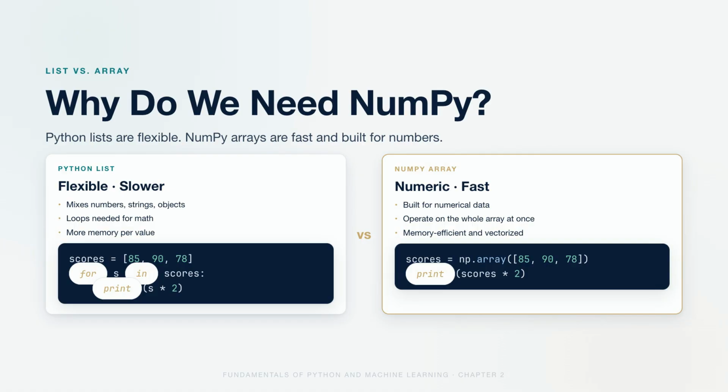NumPy arrays are designed especially for numerical data. They are faster, more memory efficient, and allow us to perform operations on entire groups of values at once. For example, with a regular Python list, if we want to multiply every value by 2, we usually need a loop. With NumPy, we can multiply the entire array by 2 in one line. This is one of the biggest advantages of NumPy. It allows us to think in terms of whole arrays instead of one value at a time.